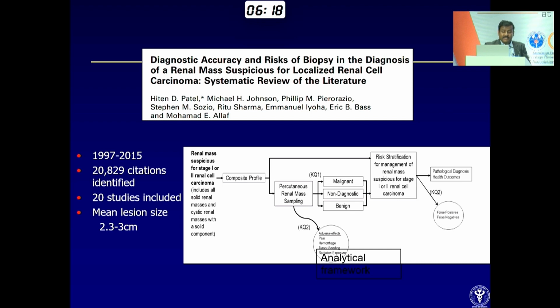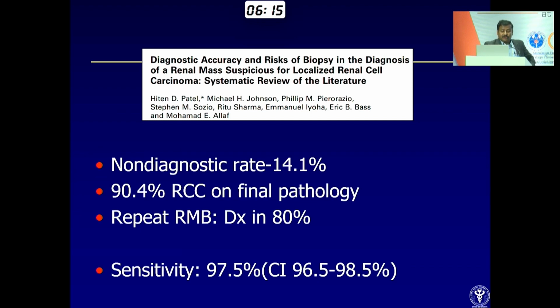This is another systematic review and meta-analysis. The non-diagnostic rate in this systematic review and meta-analysis was 14%.